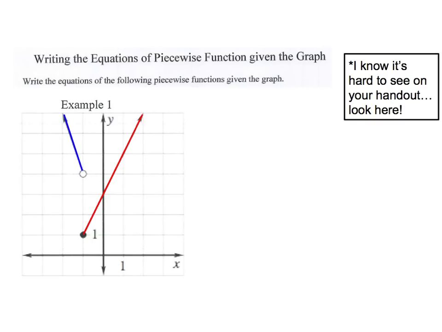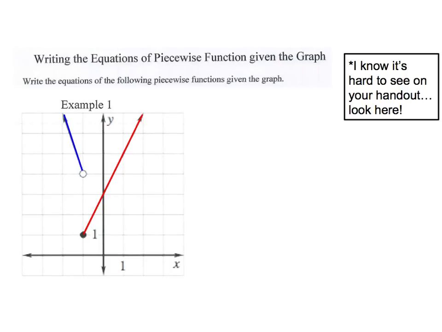All right, so now what if you're given the graph and you want to be able to write the piecewise function? That's what we're going to practice in these next couple of examples. And I know it's kind of hard to see on your handout, so be sure to look on here to help you clarify where all the points are. All right, so example number 1. We're given 2 lines, 2 pieces of our piecewise function, and we want to write the piecewise function that goes with this graph.